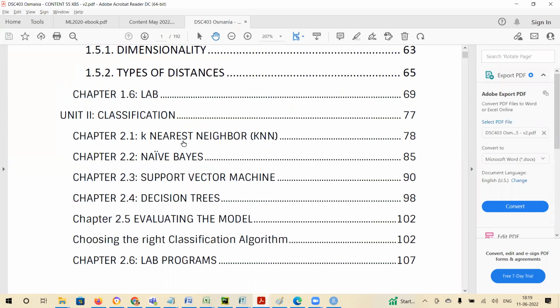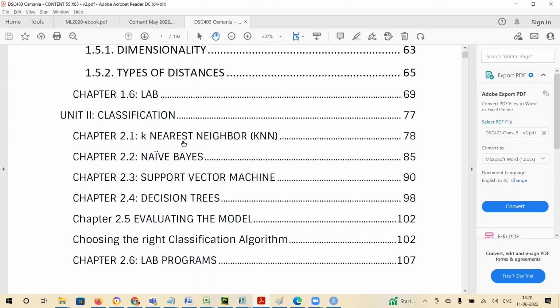So K nearest neighbor actually classifies the new data point by looking at its nearest neighbors. We can give our own K value. Let's say we are giving K value as 5. Then it will look for the 5 nearest neighbors, and based on its neighbors, it will classify.